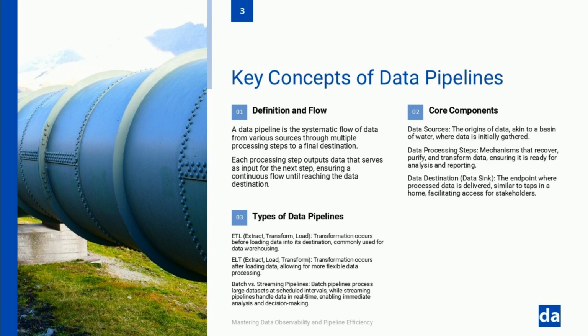Finally, there are different types of data pipelines. ETL, extract, transform, load, perfect for data warehousing. ELT, extract, load, transform, great for modern architectures like cloud platforms. Batch versus streaming. Batch handles big data in chunks, while streaming offers real-time insights, a game changer for dynamic environments like IoT and financial markets.